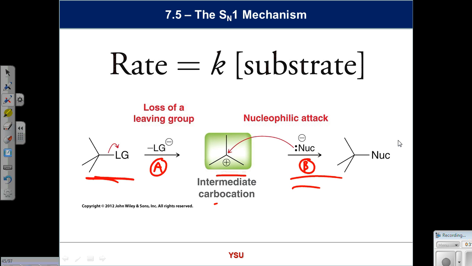So we'll use that term again. This will be rate determining. This will be the higher barrier. And all of my rate equations are based upon that rate determining step.